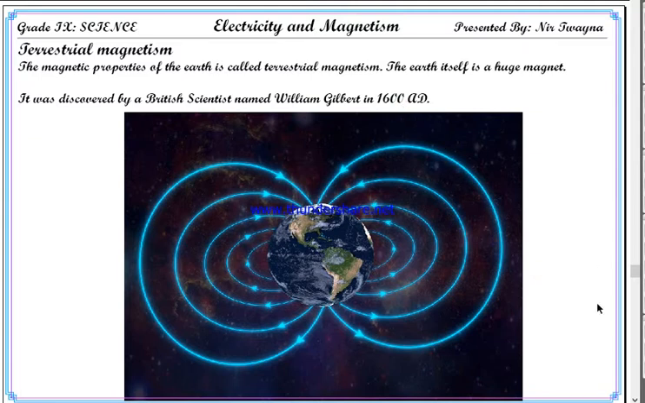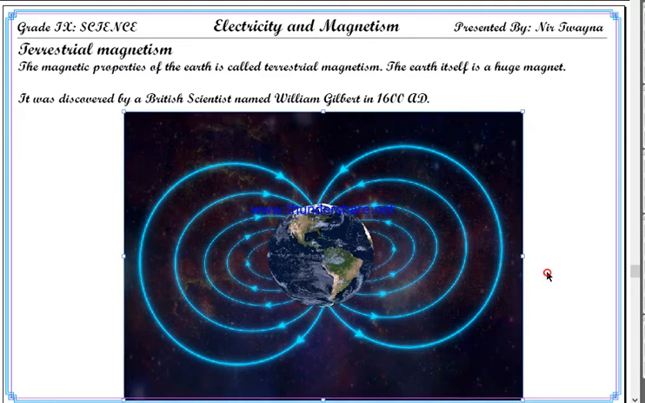Now it is 2020, which means around 420 years ago, the British scientist William Gilbert discovered the fact that Earth itself is a huge magnet, and it has its own magnetic field. And on what basis did he claim that? That we will study in our further classes. Okay, now you got this point.